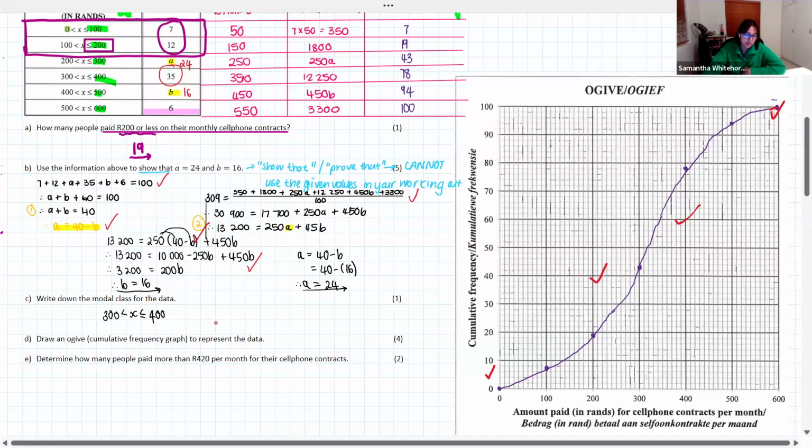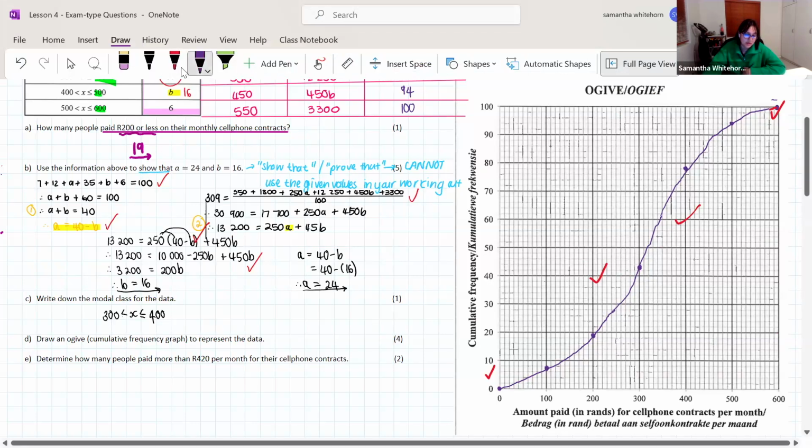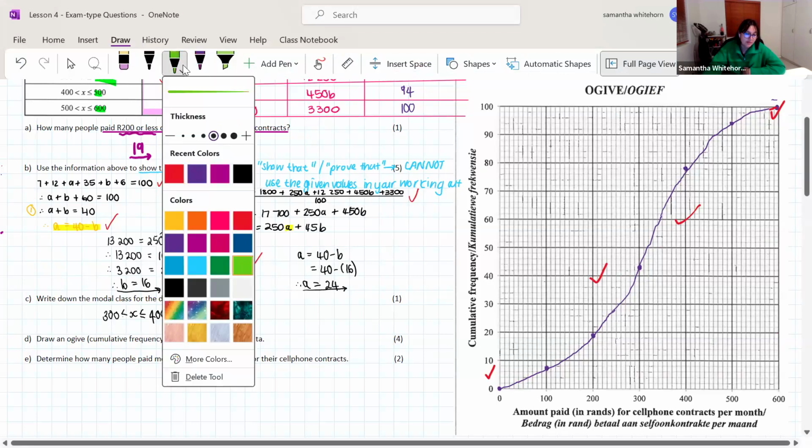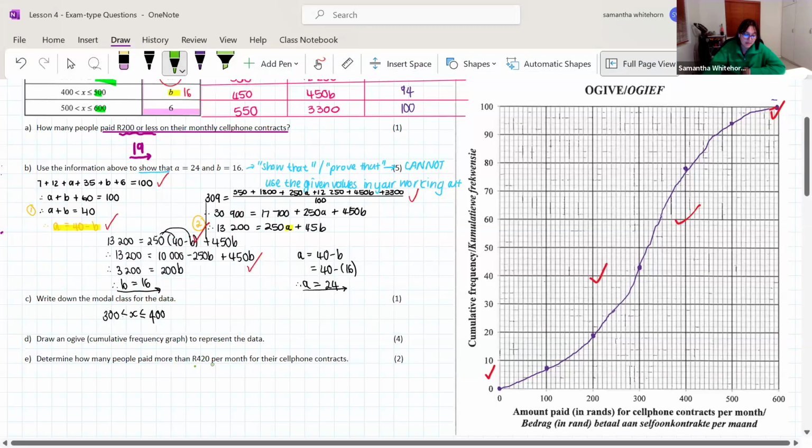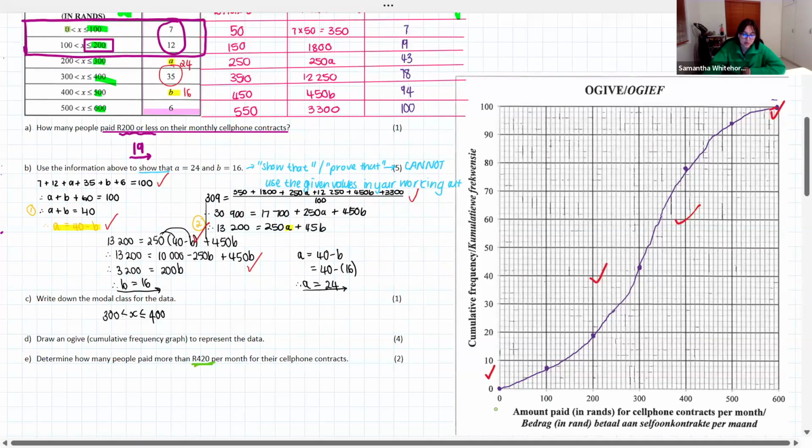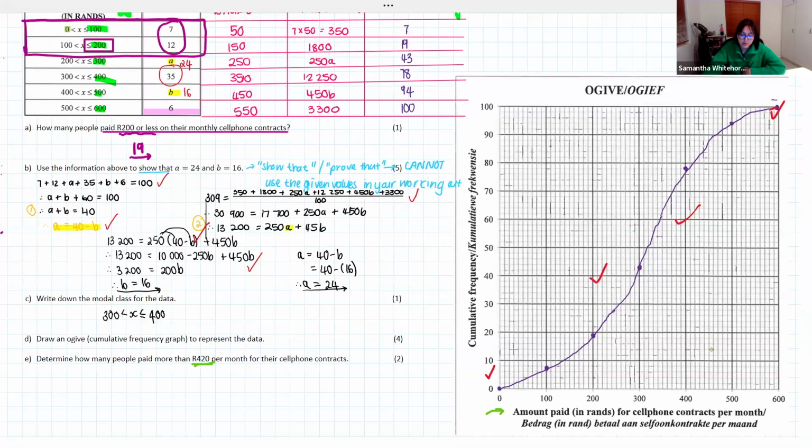So question E says, determine how many people paid more than 420 Rand per month for their cell phone contracts. Firstly, you have been given a Rand amount, so that means you're looking on your x-axis. We're going to go to 420. This is going up in 10s. So there's 420, and you're going to draw your line until you meet your ogive, remember, obviously with a ruler. Hit my ogive, and then I go across. Now that's halfway between 80 and 82, so that's at about 81.